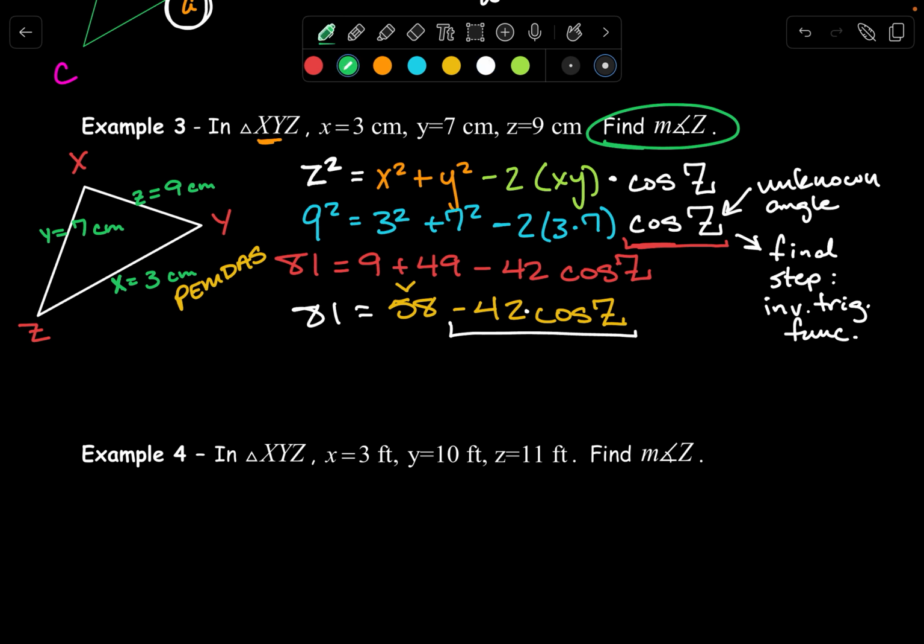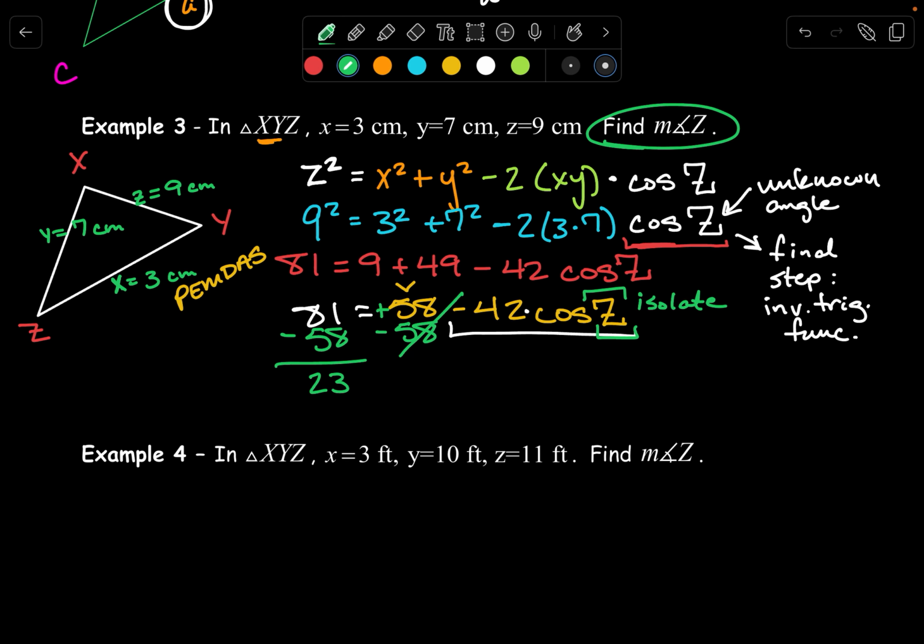You have to isolate Z, because it's what we want to know. You want to isolate Z by moving everything to the other side. So we want to start from the outside in. And I've got this positive 58 just hanging out by itself. So I'm going to subtract 58 from both sides. That leaves me with 23.